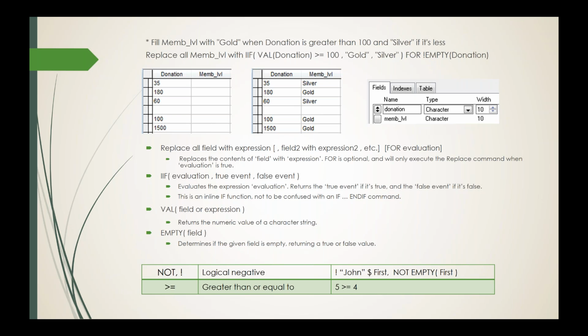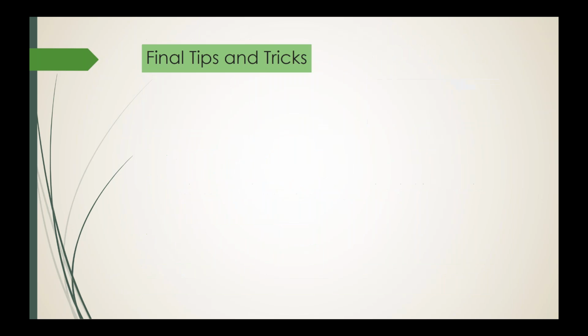And then at the very end, I have for not empty donation. So this command is only going to run when the donation field is not empty. If the donation amount, as you can see in the example there, is blank, I don't want to replace the mem level with anything. It's going to be completely dependent on the situation, but in this situation, I didn't want to give any member level if there wasn't a donation amount attached with it.